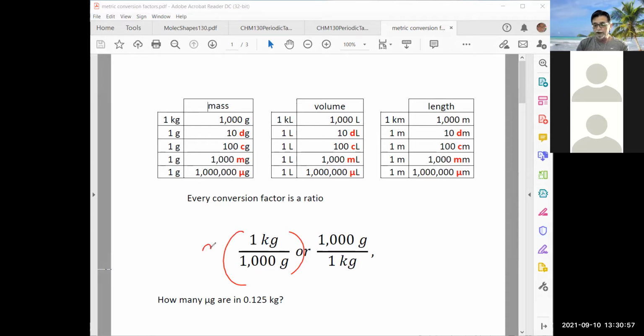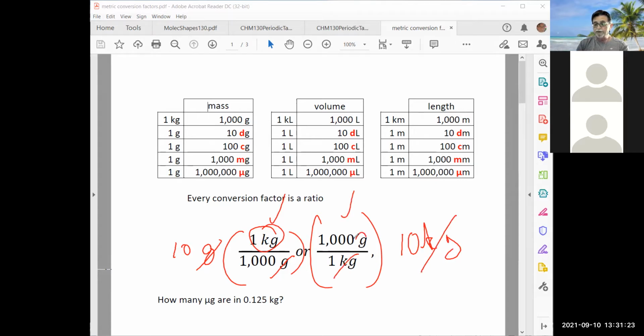If I start off with grams, like say 10 grams, and I want to convert to kilograms, I will use this one. Why? Guess what? My grams cancel, leaving me with kilograms here of units. If I'm given 10 kilograms and I want to convert to grams, I use this one because my kilograms cancel, leaving me with units of grams. So which ratio I use is dependent on the question being asked. And the unit that I want to get rid of will always be in the denominator, right? Because when I multiply that out, they're going to cancel out.